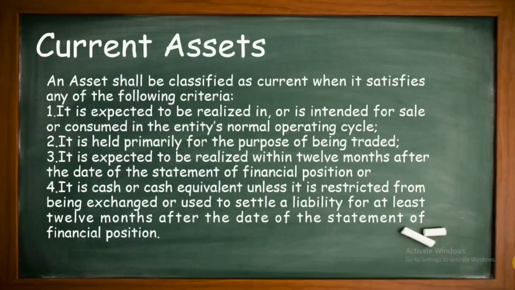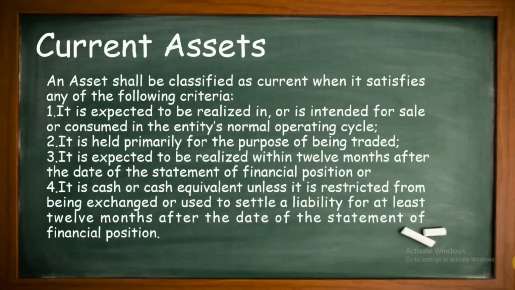Supplies are a current asset because the company expected to use it up in the operation within 1 year. So current asset, an asset shall be classified as current when it satisfies any of the following criteria. Number one, it is expected to be realized in or is intended for sale or consumed in the entity's normal operating cycle. So sa number one, expected na masosold na agad or masasell na agad ito sa isang normal operating cycle.